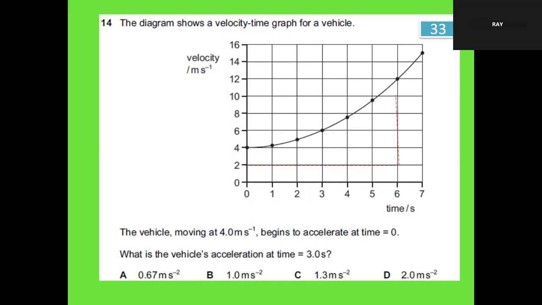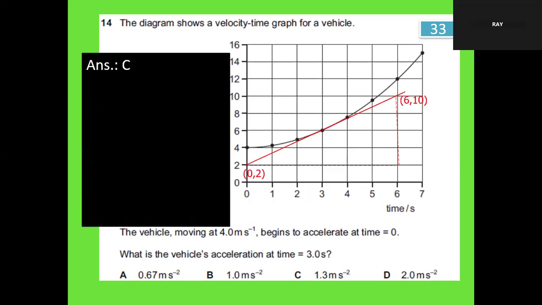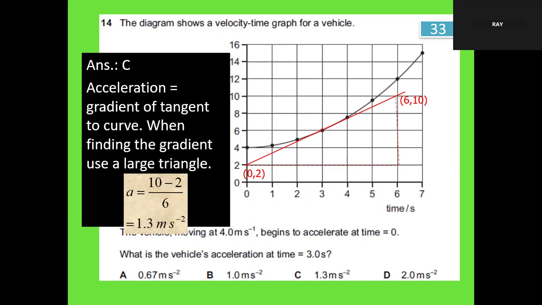Draw a tangent to the graph, no? You can work on the paper after all and then calculate out. Use a big triangle.